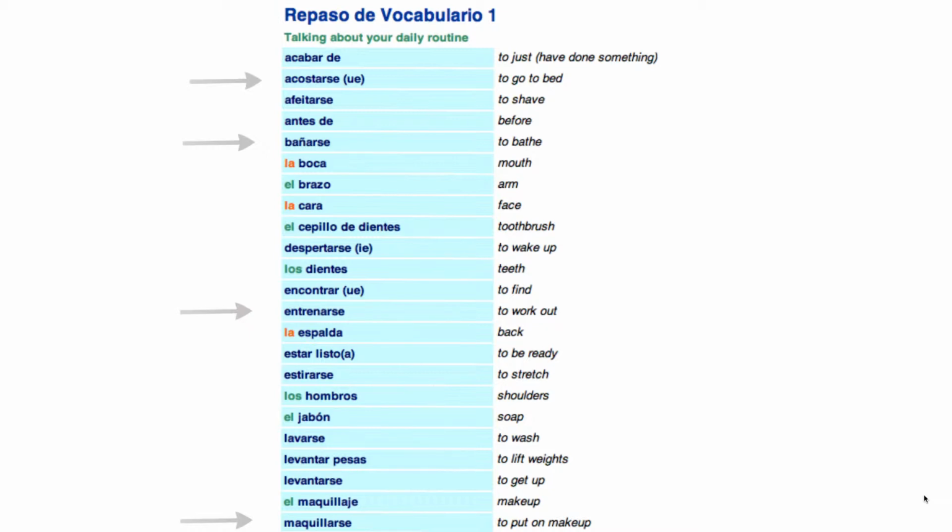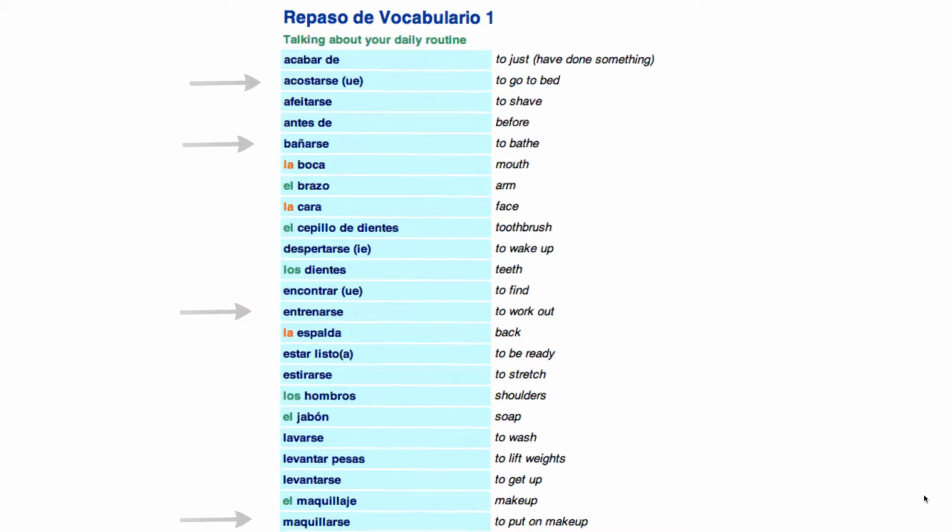All right, if you said afeitarse is one, you're correct. Despertarse, estirarse, lavarse, and levantarse. All of those that have that se attached to them are reflexive verbs, so they're all going to work like the verbs we're getting ready to look at. So all of these verbs are reflexive verbs. Why? Because you're doing them to yourself. The subject is doing them to himself or herself. And how do you spot a reflexive verb? It has the se attached. Now let's look at how to conjugate these verbs.